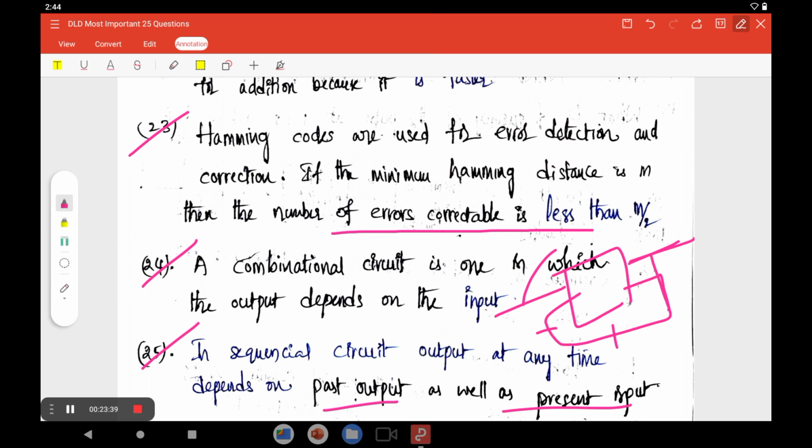So these are the 25 questions randomly selected, from the objective point of view as well as the GATE point of view also.